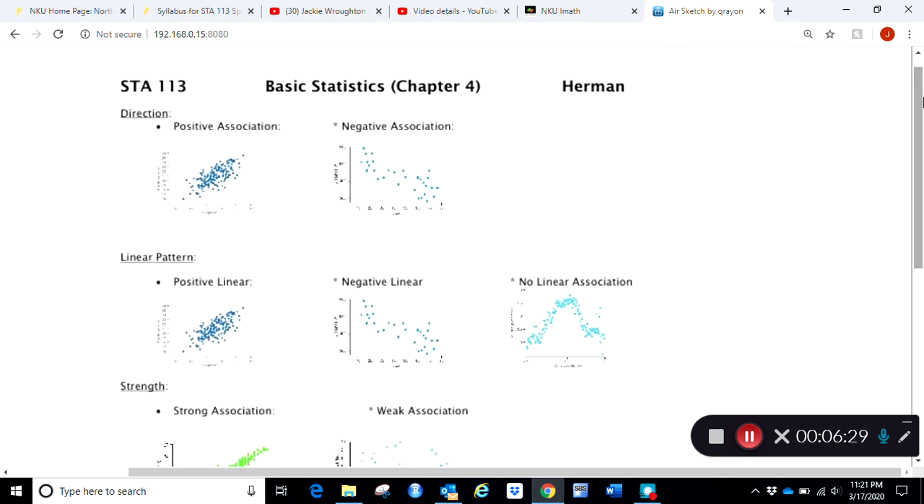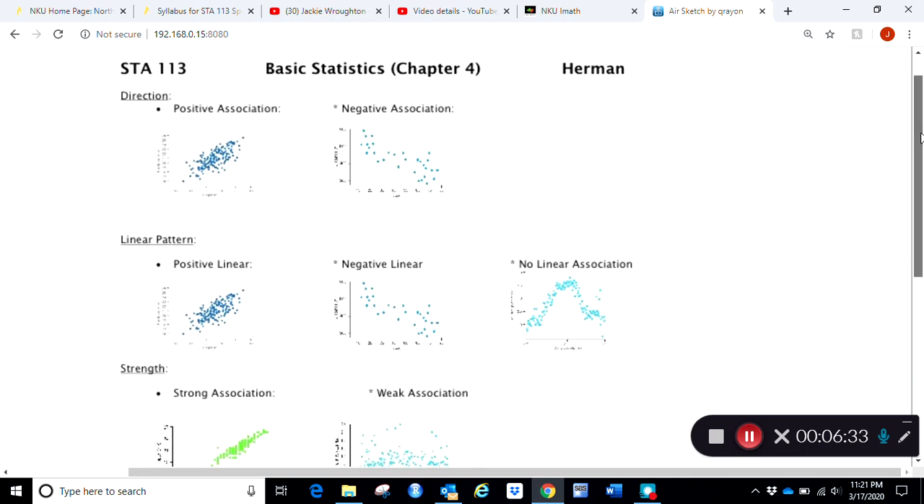So looking at both direction and linear pattern are kind of our first two questions here. I'll actually do the linear pattern ones first. Looking at these graphs, we're just trying to see if a straight line would be reasonable on that graph. Looking at this first one, again, a straight line seems pretty reasonable, so I would call it linear.